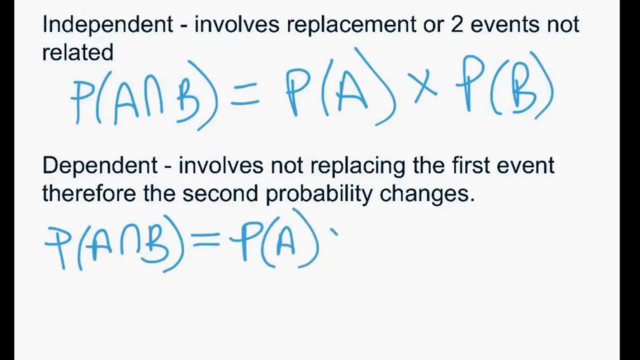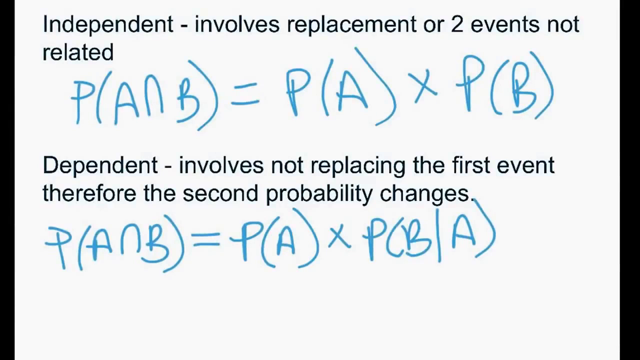So you'd have A times B, and the only thing that differs is we write it as B given A. So that means the probability of A times the probability of B, given that A has already occurred. So this would be things like, what's the probability I get a clubs out of the deck, and then I'm going to take a second card without putting the first one back and getting clubs again.